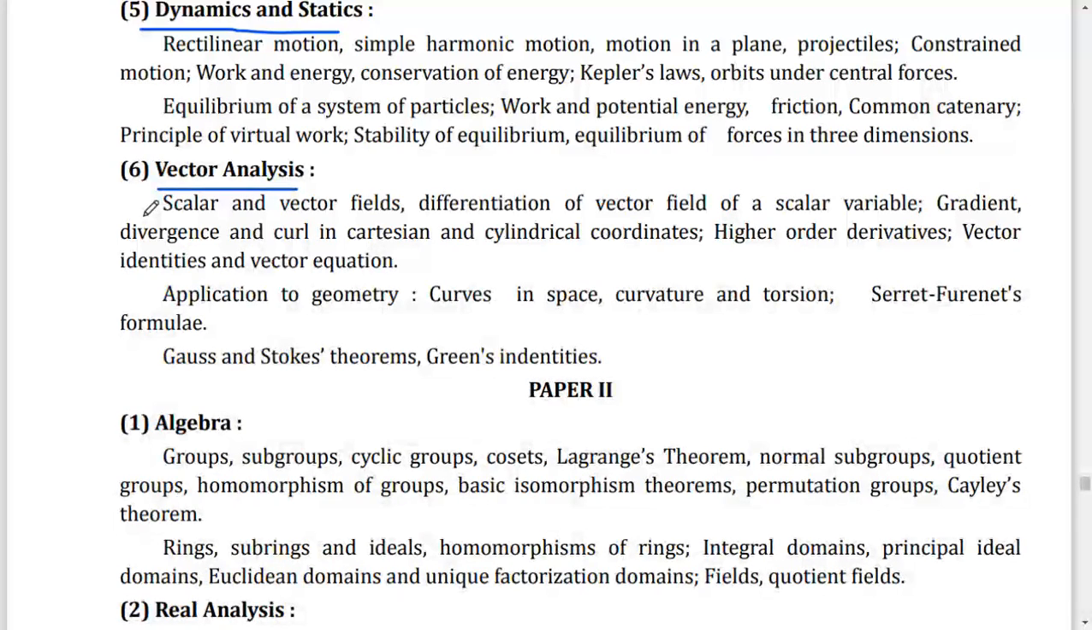Application to geometry: curves in space, curvature and torsion, Serret-Frenet formulas, Gauss and Stokes theorems, Green's identities.